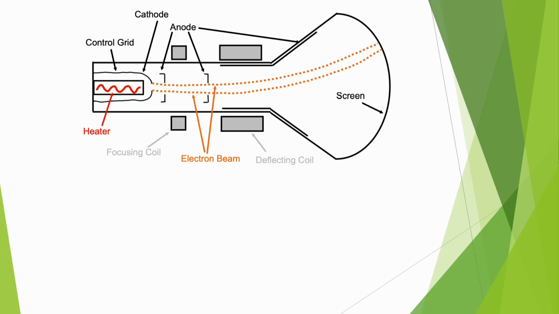control grid that help determine what everything in the cathode ray tube does, and we have a cathode and anodes that help with acceleration of electrons. You can see our electron beam leaves our heater control grid cathode area and ends up on the screen. We also have focusing coils and deflecting coils to help determine where on the screen it ends up. So essentially this is how older TVs and monitors work.